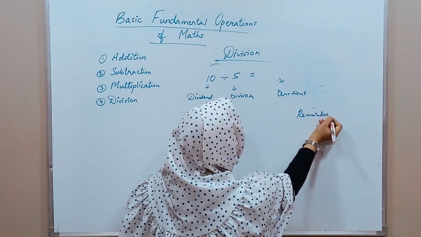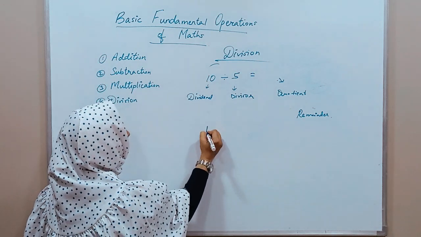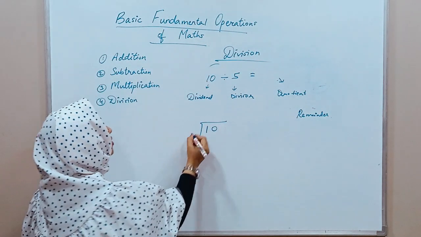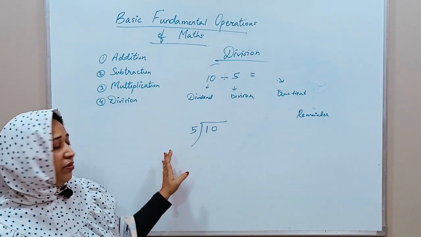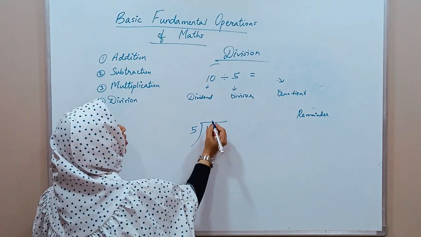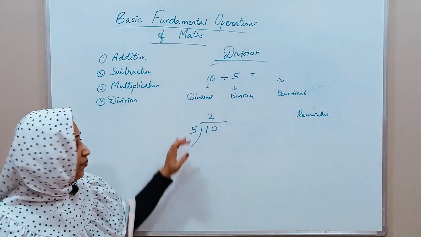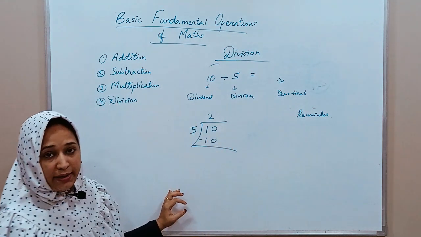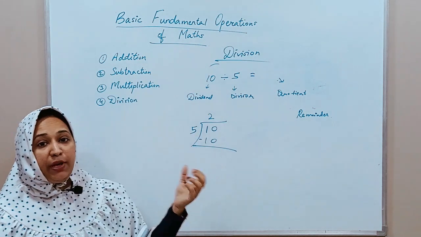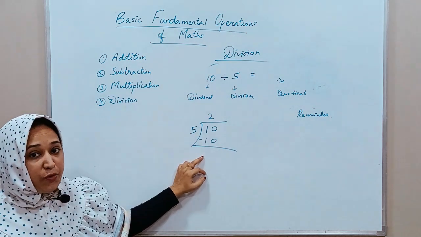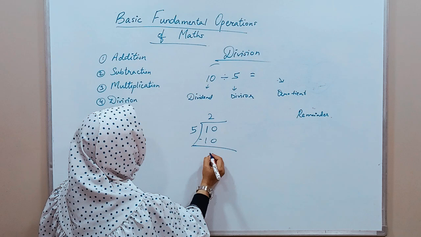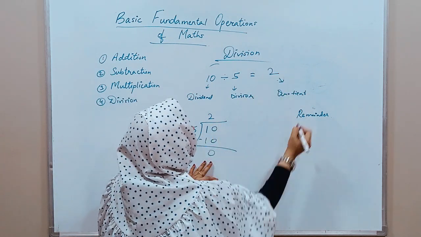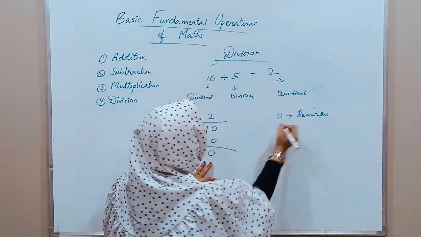Let us understand with an example. So 10, the dividend, inside, and the divisor outside, divided by 5. Now we know that 5 2s is 10. So 2 here is your quotient, and you have to subtract 10. In multiplication we add, in division we subtract. Now 10 minus 10 is 0. So here 2 is your quotient and 0 is your remainder.